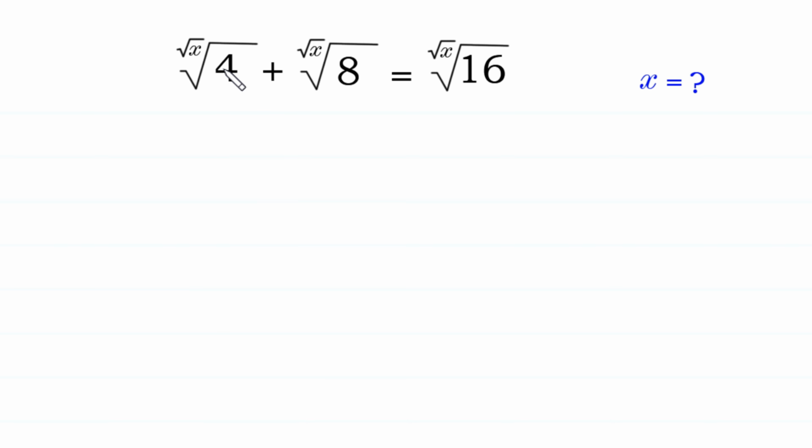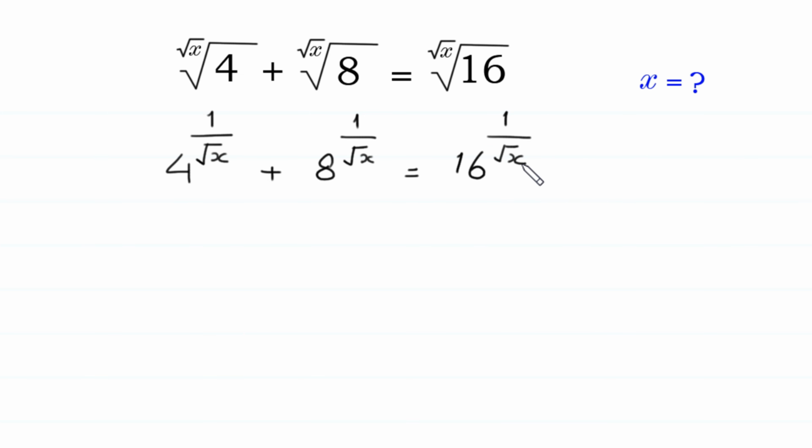The equation is: the square root of x root of 4 plus the square root of x root of 8 is equal to the square root of x root of 16. We can write the square root of x root of 4 as 4 to the power 1 over square root of x, plus we can write the square root of x root of 8 as 8 to the power 1 over square root of x, is equal to the square root of x root of 16, written as 16 to the power 1 over square root of x.